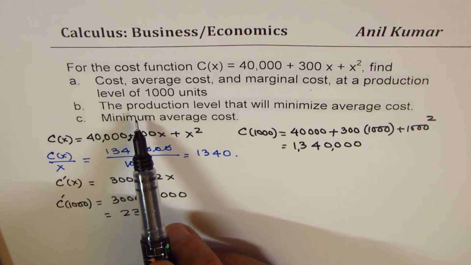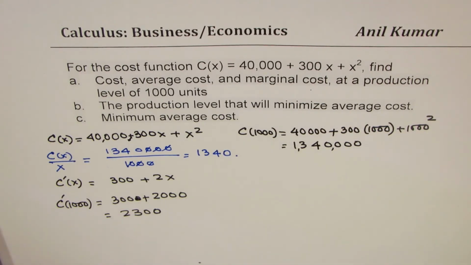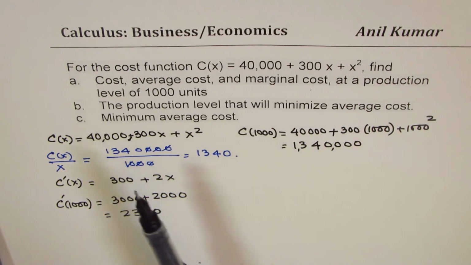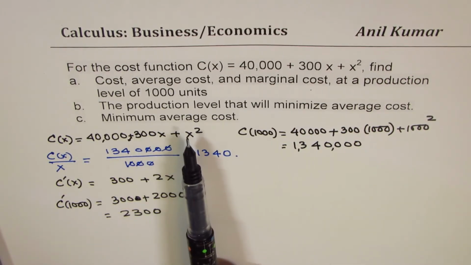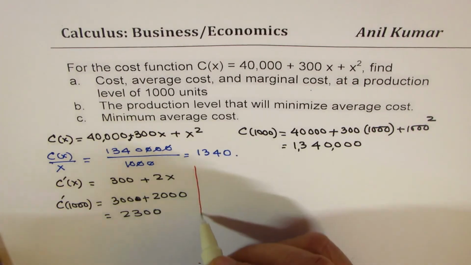Now part B here is the production level that will minimize average cost. To minimize average cost, we have to equate average cost and marginal cost to get our answer, right? So we could do that, or it is the level at which marginal cost is the same as the average cost. Either way you could do it. So to find that answer, we'll use the right side of the page.